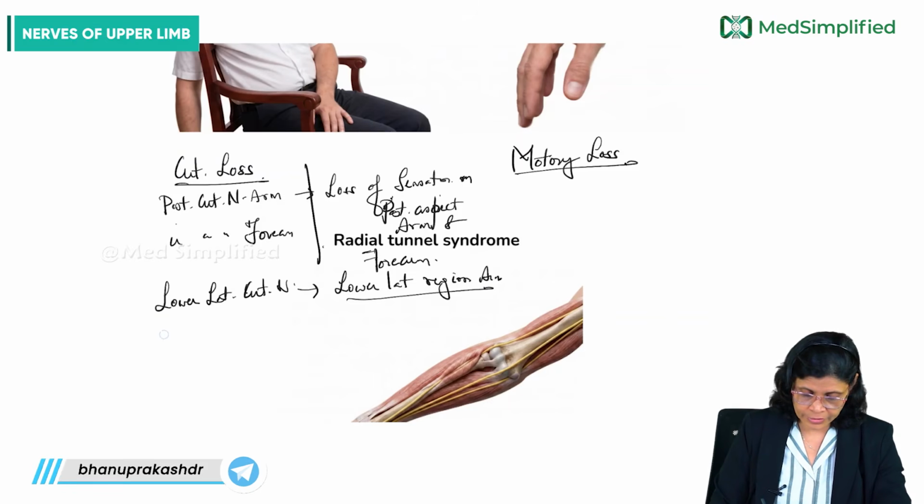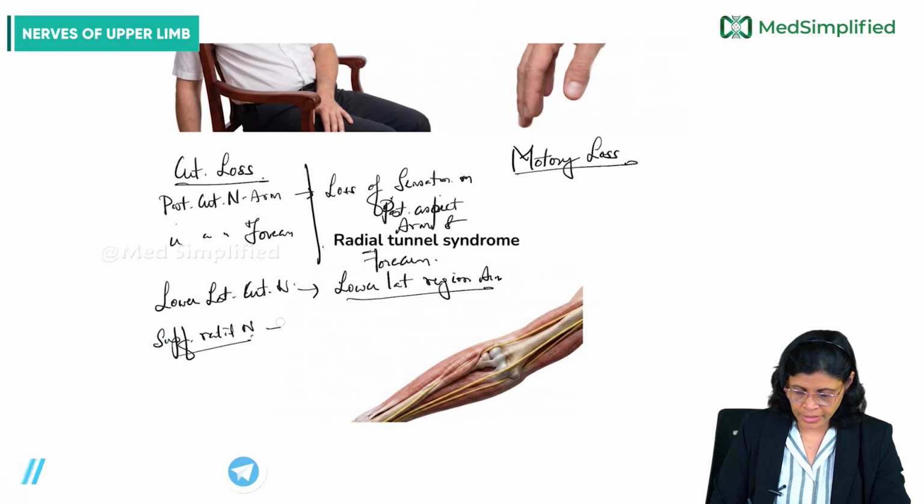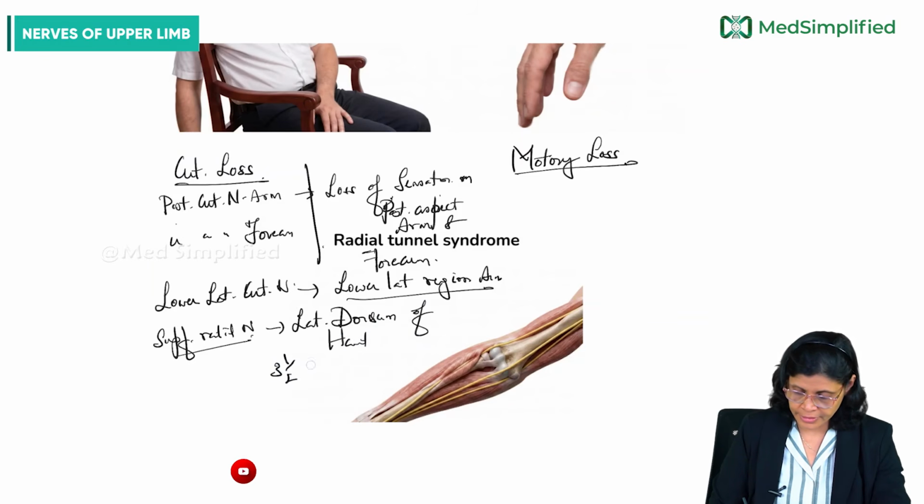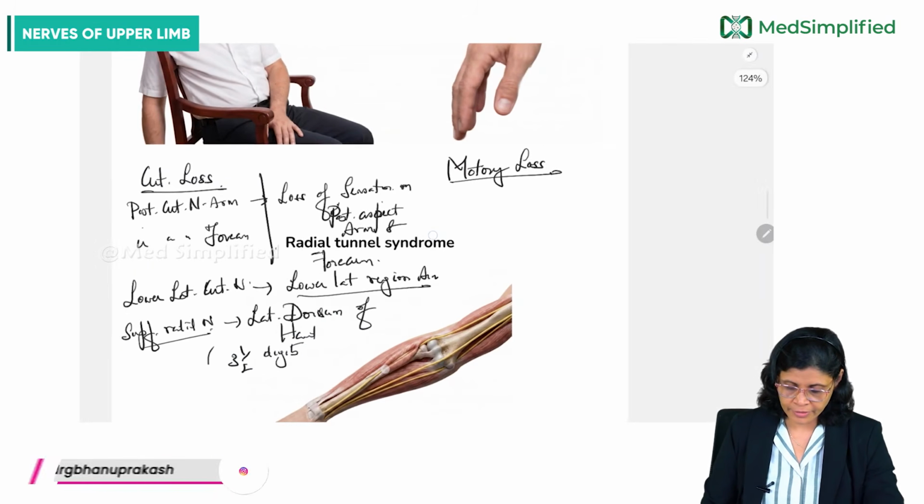Then we have the superficial radial nerve, which is again the cutaneous branch of the radial nerve, which supplies the skin over the lateral part of the dorsum of hand as well as the lateral 3.5 digits. So these sensations are affected.